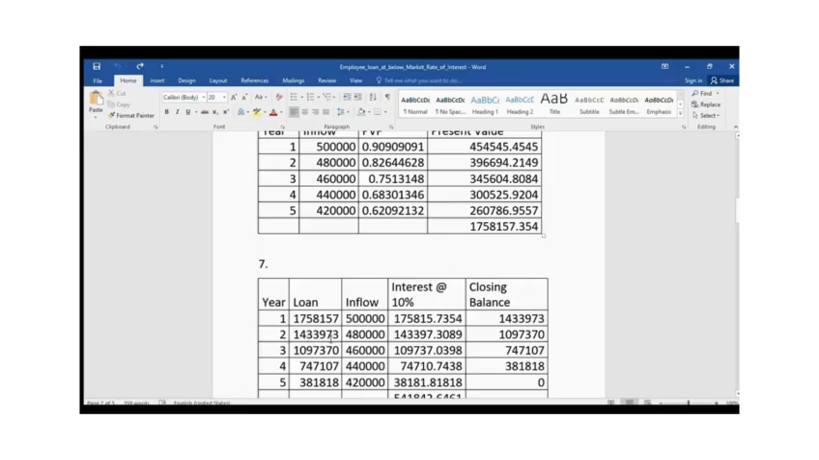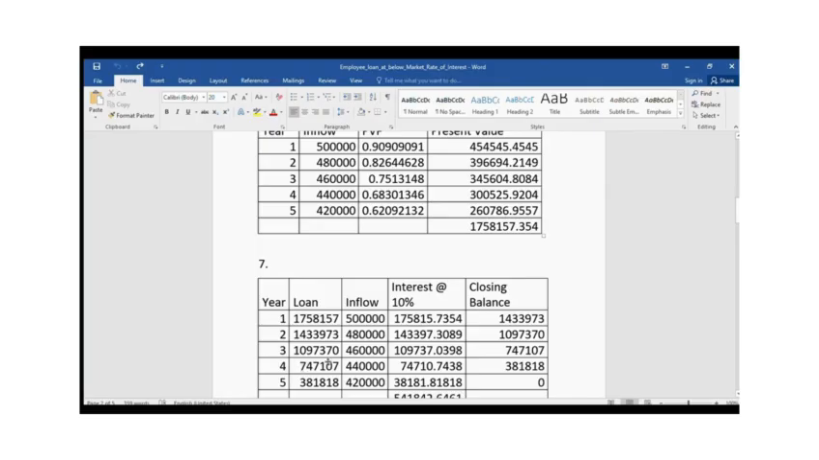1433973 into 10% would be 143397. So 1433973 plus 143397 minus 4 lakh 80,000 would be 1097370. For the year 3, 1097370 into 10% is 109737, less inflow 4 lakh 60,000, gives 747107, which would be the opening balance for the year 4.